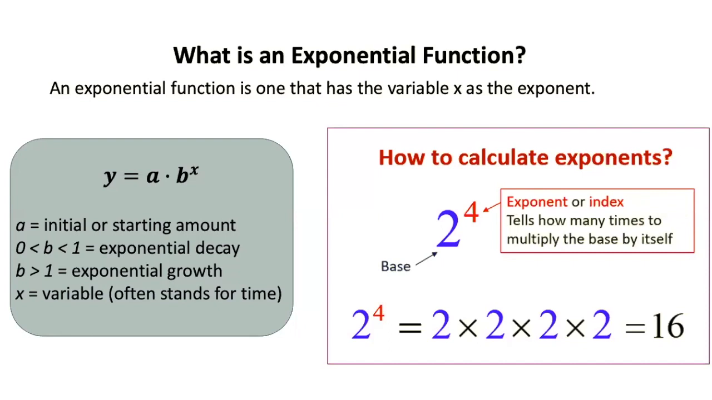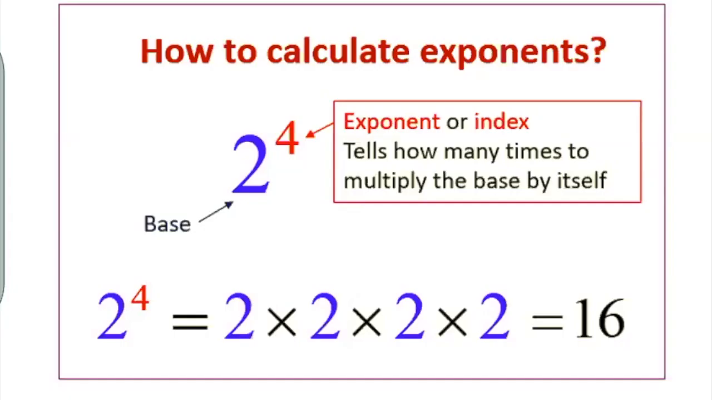Remember the vocabulary associated with exponents. The base is the big number, the exponent is the little one that's up high. The base tells you what number to use, and the exponent tells you how many times to multiply it times itself. As you see here, 2 to the 4th is 2 times 2 times 2 times 2, which is 16.